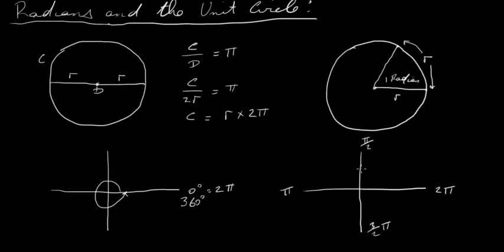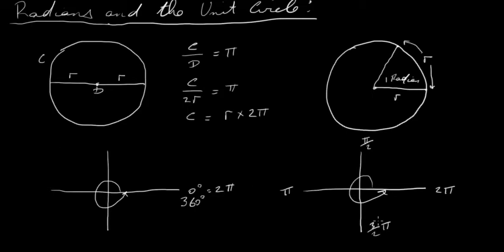So our 90 degree angle is pi over 2. 180 degrees is pi. 270 degrees, 3/4 of the way around, is 1.5 pi, or 3 over 2 pi. And the whole way around is just going to be 2 pi. So that's how we measure these four basic angles.